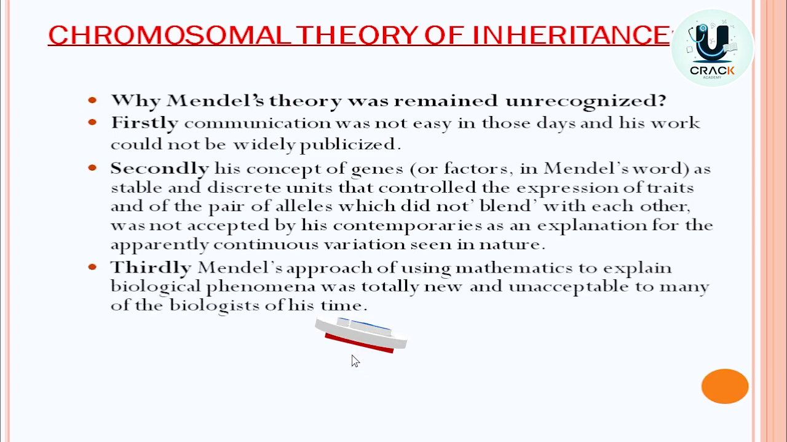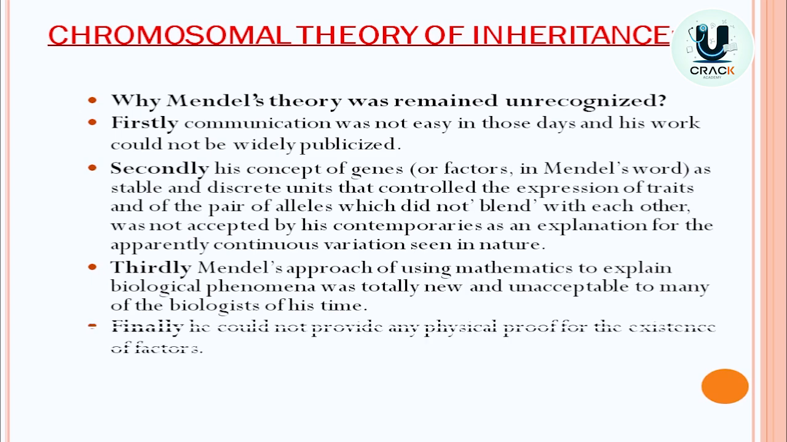Mendel's approach of using mathematics to explain a biological phenomenon was totally new and unacceptable to biologists of that time. Finally, he could not provide any physical proof for the existence of factors, so it was not accepted.